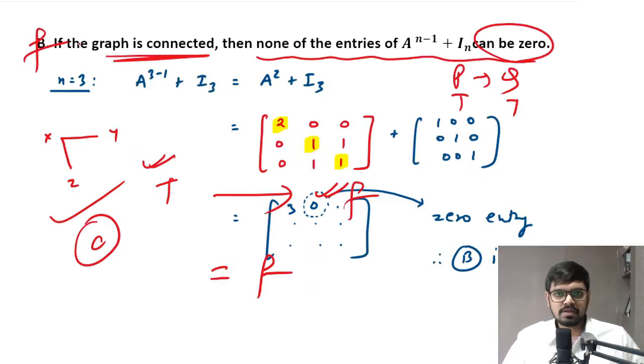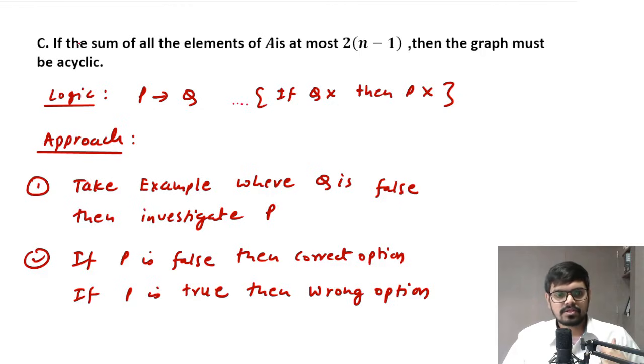Sometimes we are going to use a different style, like in this question. Statement C said what? If the sum of all the elements of A is at most 2 to the power n minus 1, then the graph must be acyclic.